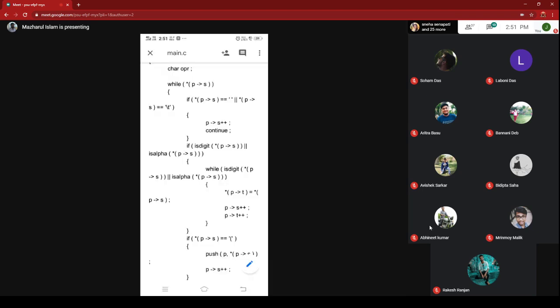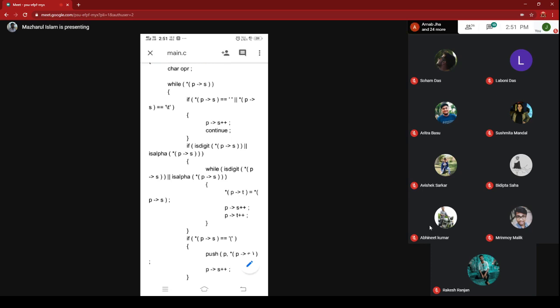Now star P arrow T, one particular character is appended, so that pointer variable you need to update. And you have to scan the second character from the input string. That is why P arrow S plus plus, P arrow T plus plus. These two, and the while loop will again check whether the next character is an alphanumeric character, then it will do the same thing. That is why the while loop is here.